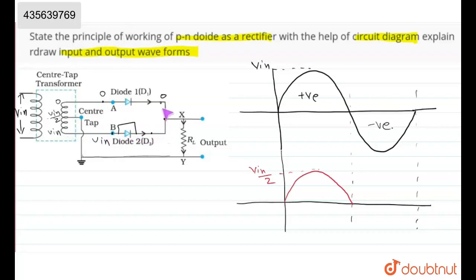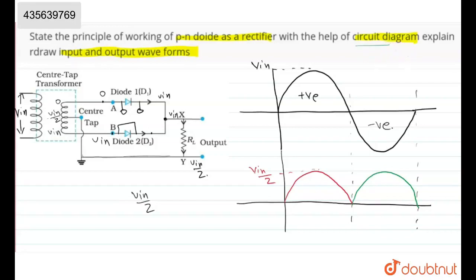will flow here. This 0 is formed from the previous one, so here we will have V in, so this diode will be open because of reverse bias. So at this point we will have V in, and at this point we have V in by 2. The difference between them is V in by 2, and that is our output. So we got the same output as we got earlier. This is our output wave.